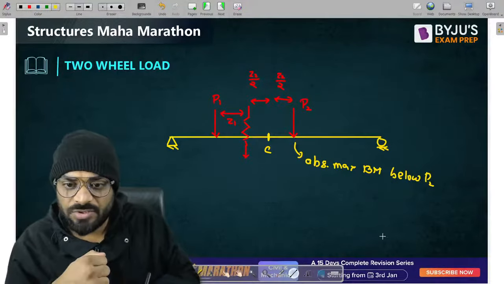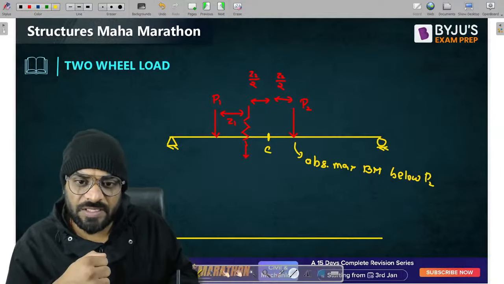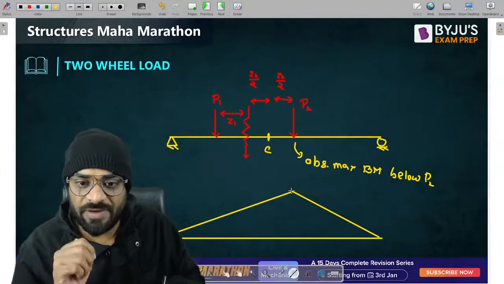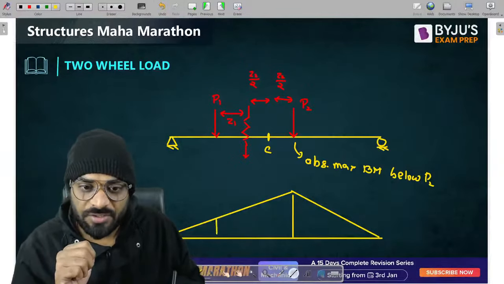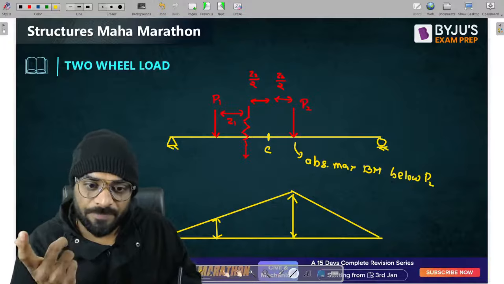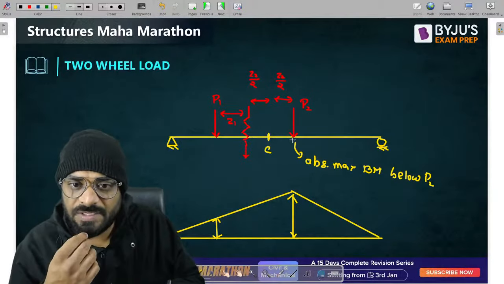Getting a point? So this is the most frequently asked case in the GATE examination. And this should be the ILD which you have to draw, and kindly find out the ordinate below it so that you are able to find out the absolute maximum bending moment. Getting a point or not? Very easy. Are you able to recall it?